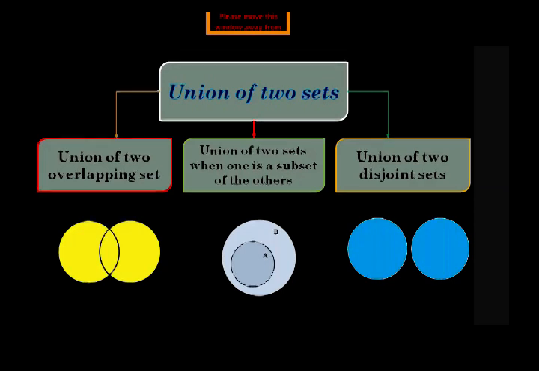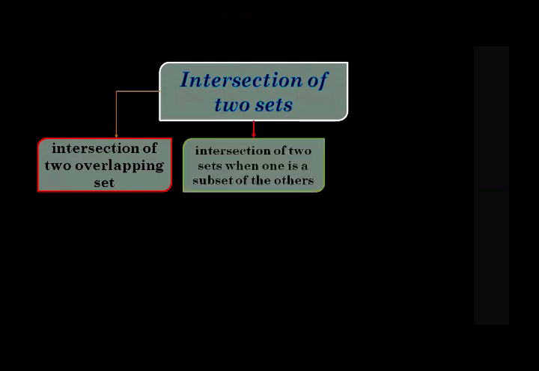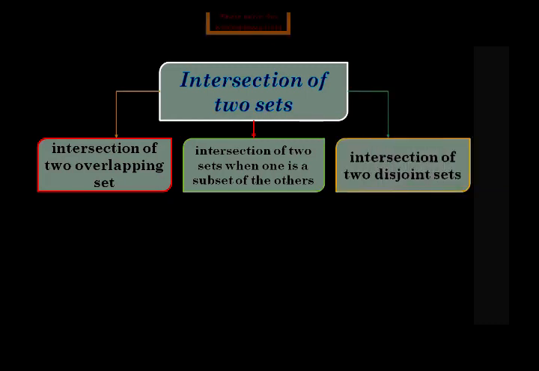Okay. Now the next one is intersection of two sets. Intersection of two sets has the same three properties: intersection of two overlapping sets, intersection of two sets when one is a subset of the other, and intersection of two disjoint sets. Now this is the pictorial representation and the Venn diagram of intersection of two overlapping sets.